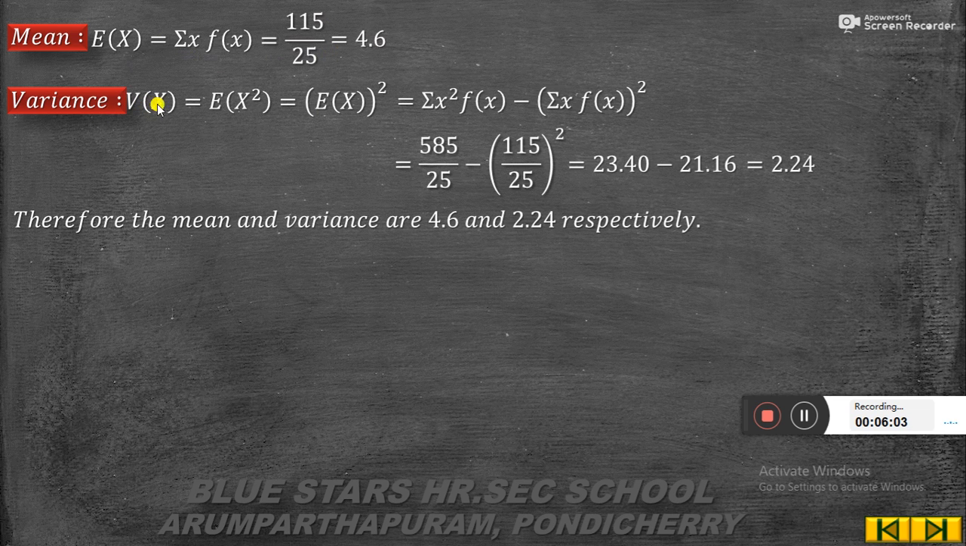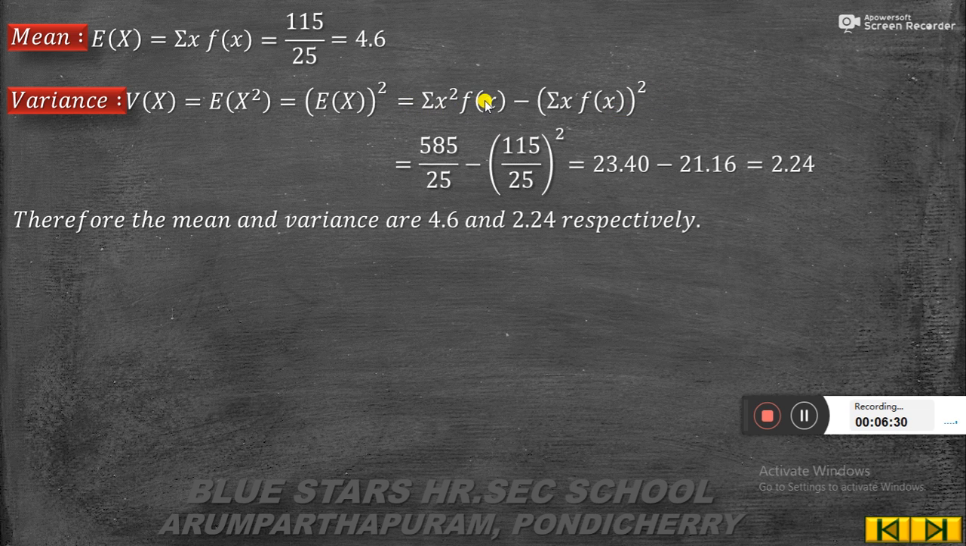Next variance V of x. The formula is variance of x equal to expectation of x square minus expectation of x whole square. This is a minus that will come. Expectation of x square minus expectation of x whole square equals summation x square f of x minus summation x f of x whole square.